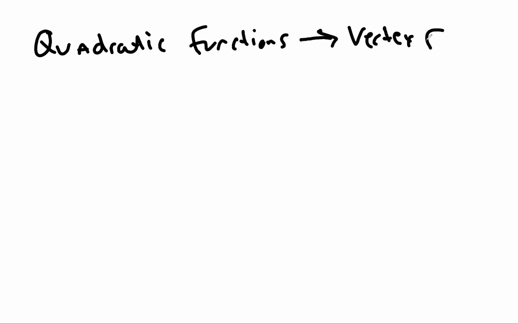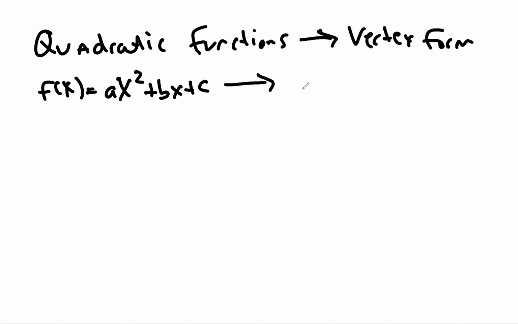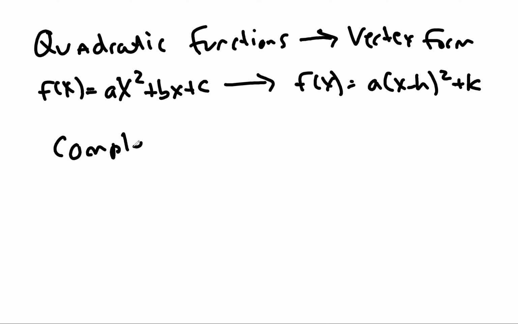Okay, because what's about to happen is we're going to have a quadratic function that looks like this: f of x equals ax squared plus bx plus c. Well, that doesn't help us at all. We need to put it in vertex form, which is a times (x minus h) squared plus k. So this is what we're going to do. And the method that we're going to use to do this is to complete the square.